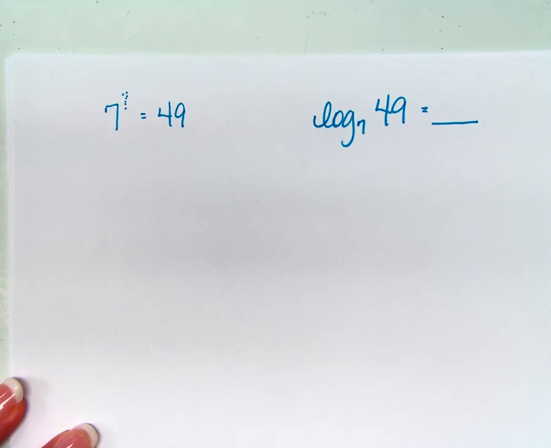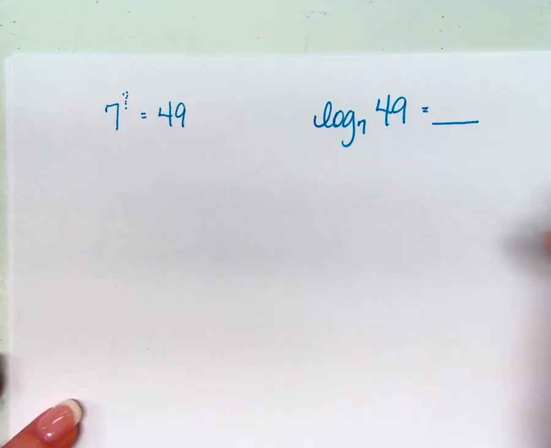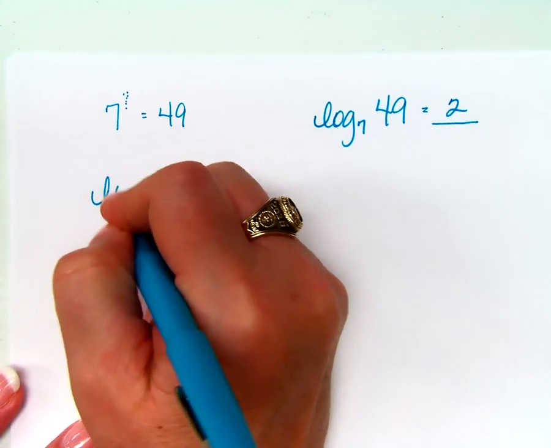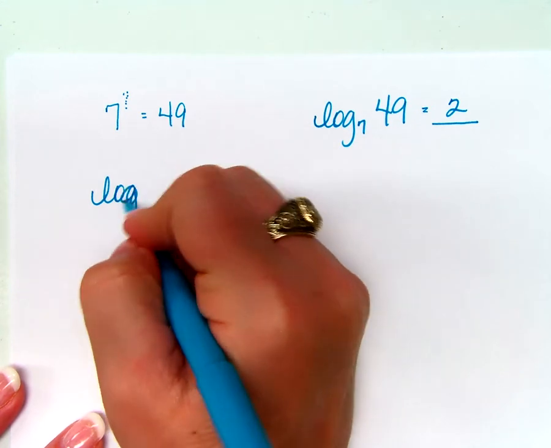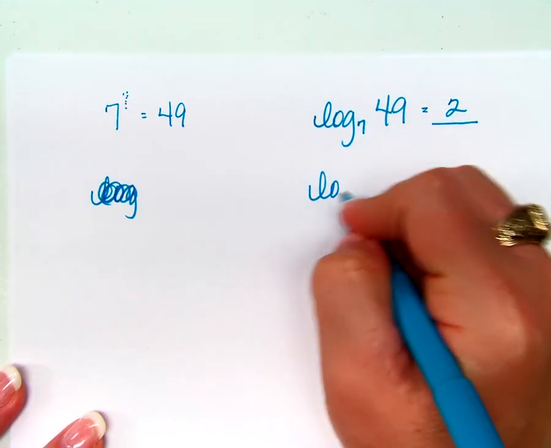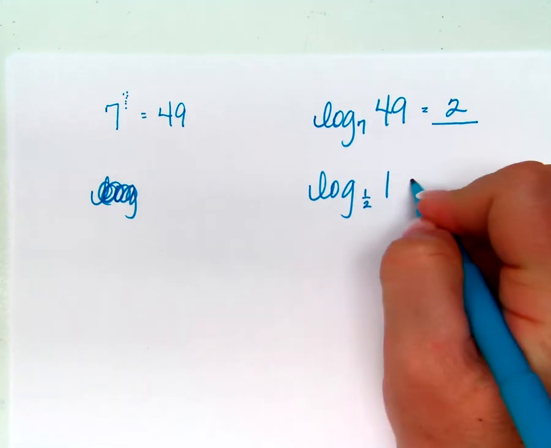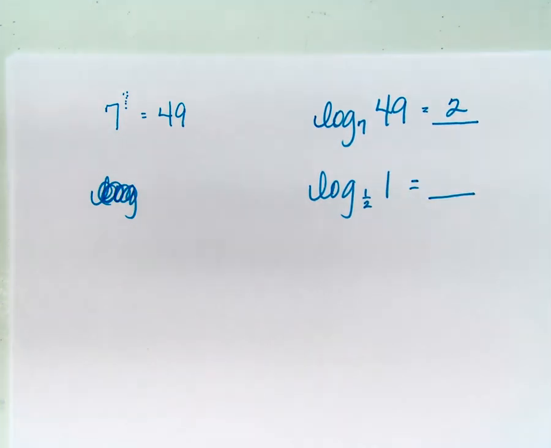Anybody got an answer? Okay, all together, what'd you get? 2. 7 to what power equals 49? 2. 7 squared, right? With or without your calculator, what'd you do? Excellent. Log base, oh, I wrote it on the wrong side. What am I doing? Log base 1/2 of 1 equals what? Evaluate it.